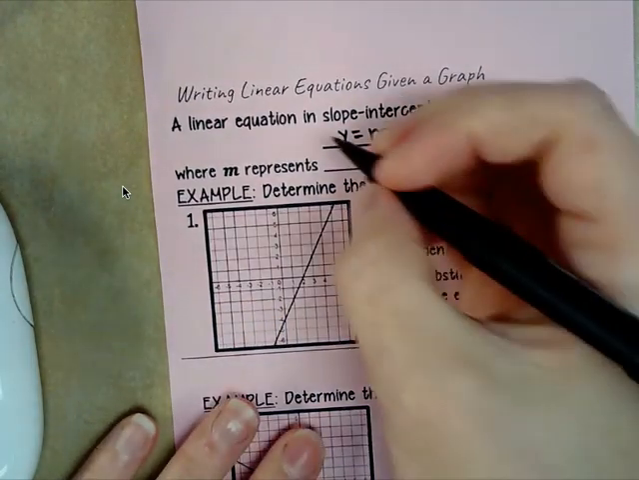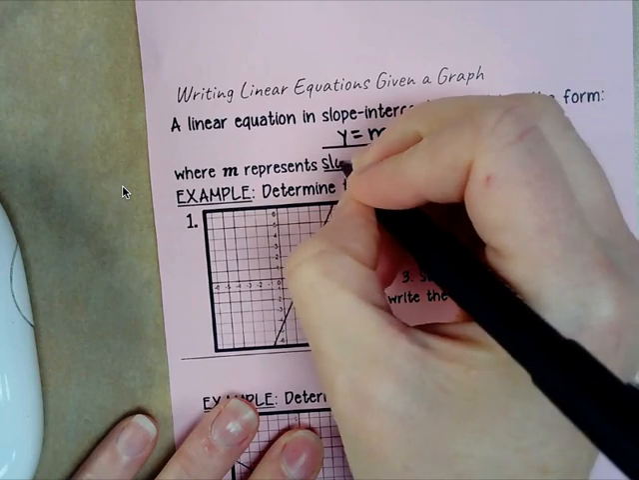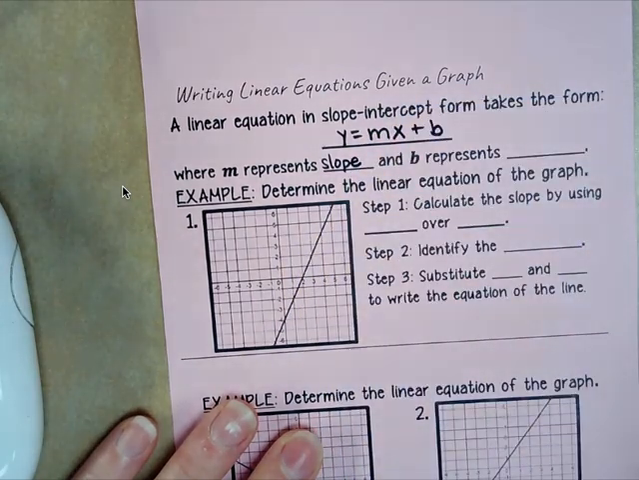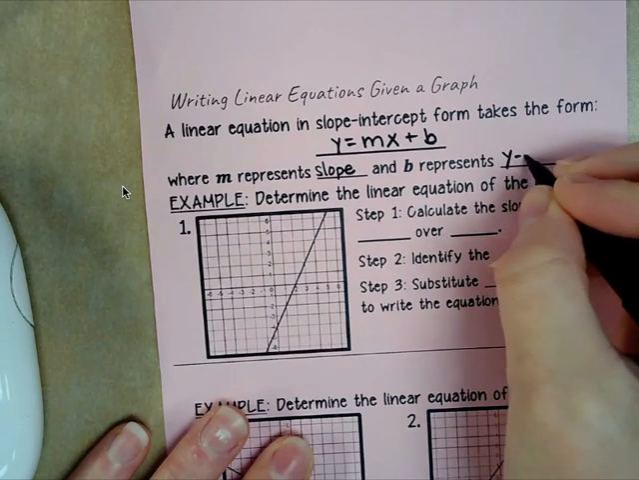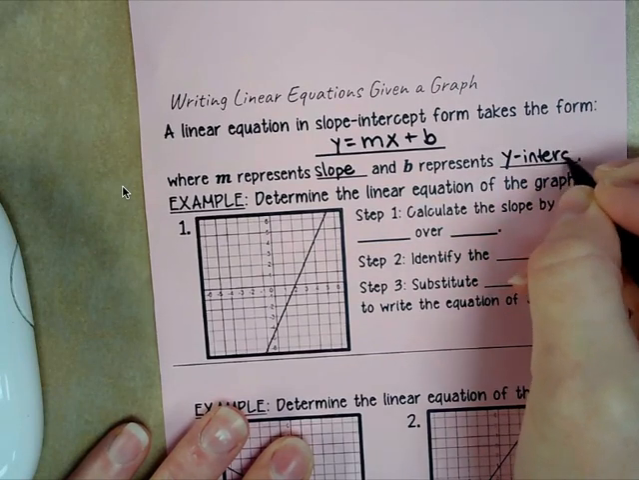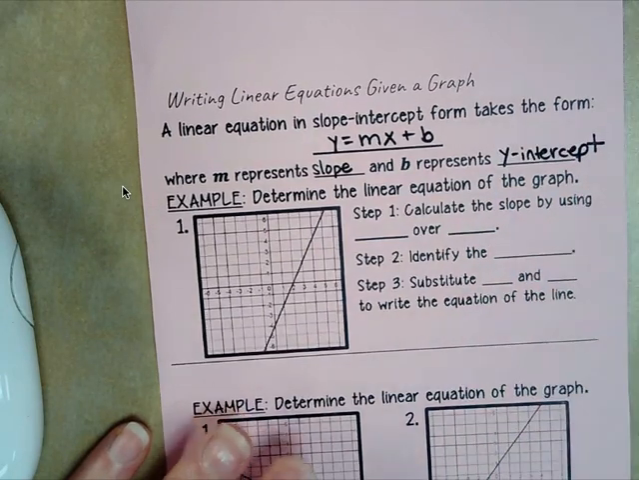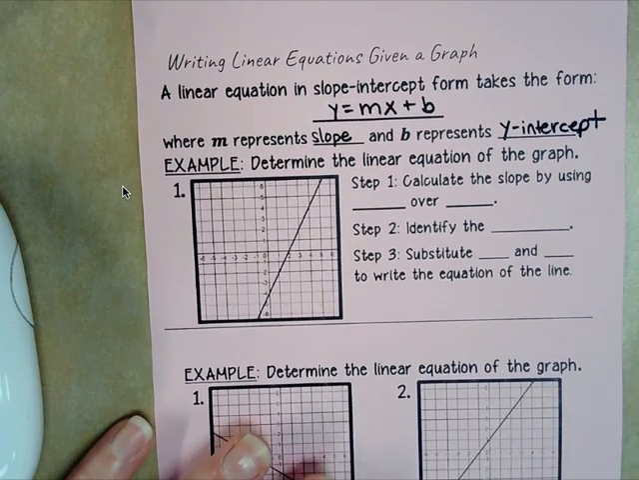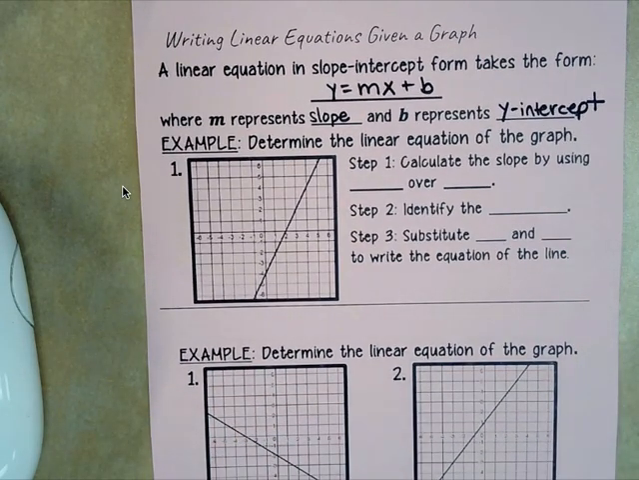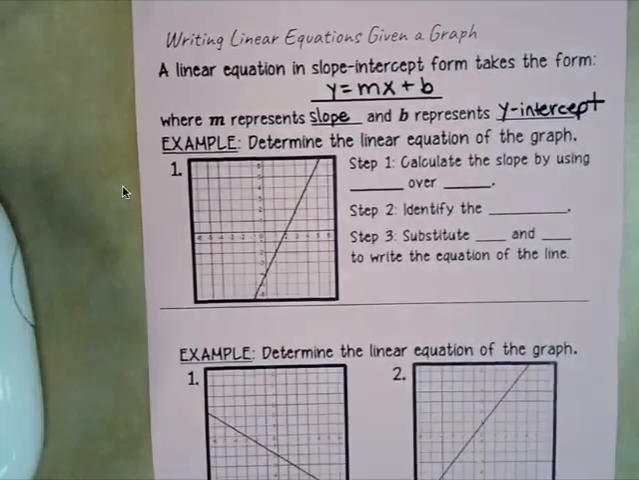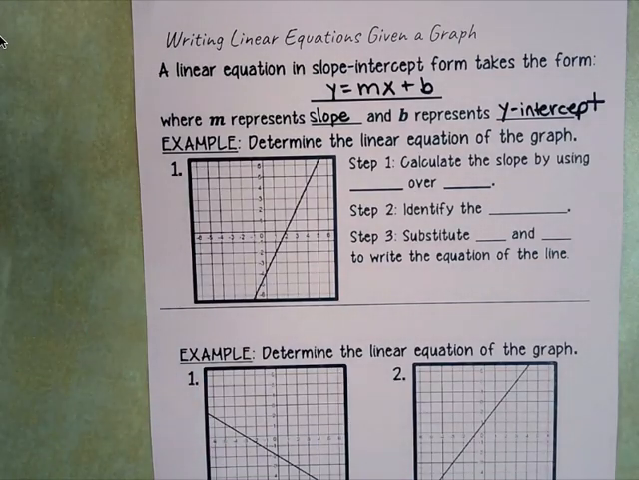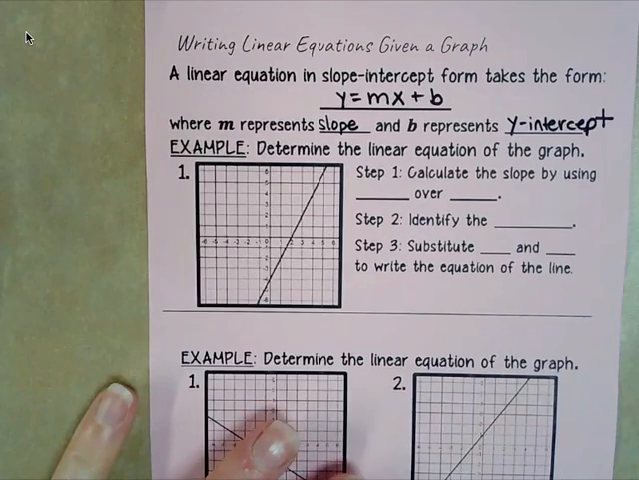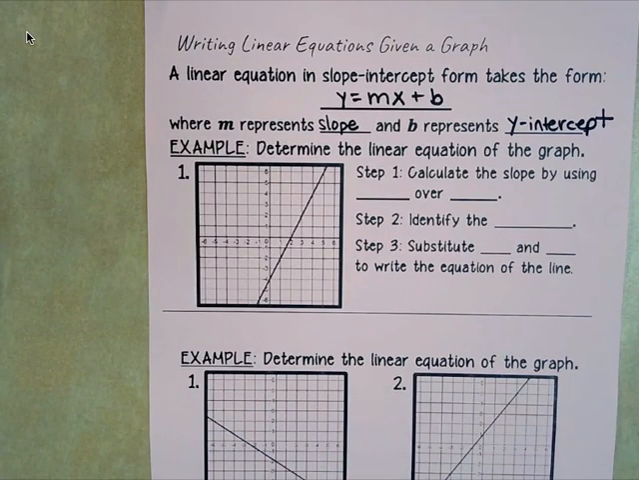Where m represents slope and b represents y-intercept. So we have an example. We're going to find the equation from this example. Determine the linear equation of the graph.